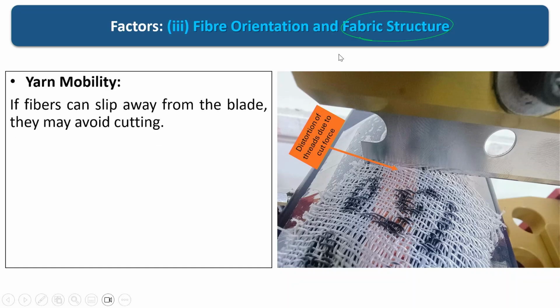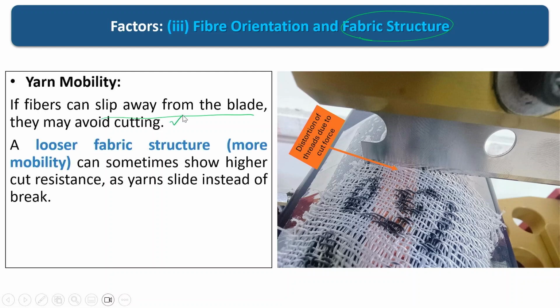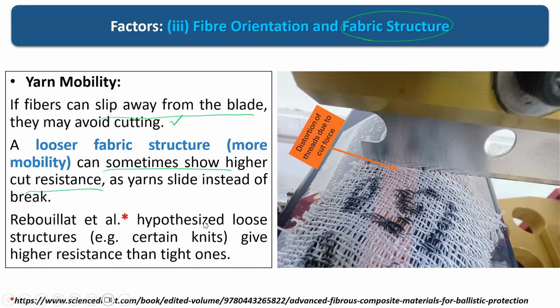So, if fibers can slip away from the blade, they may avoid cutting. There is a loose structure, yarn mobility. A loose fabric structure, with more mobility, can sometimes show higher cut resistance due to the yarn movement, yarn sliding instead of breaking. So, there is some hypothesis, loose structure gives higher resistance than tight structure, because in tight structure thread cannot move, cannot slide. So, a particular thread will be loaded at a time. So, that will cut immediately.